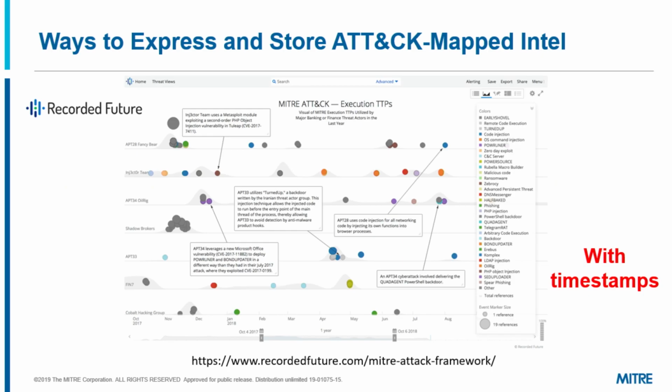Next up, Recorded Future. They mapped different ATT&CK technique information from different groups, and by adding timestamps, they were able to create this cool-looking timeline of when different adversaries were active across time.